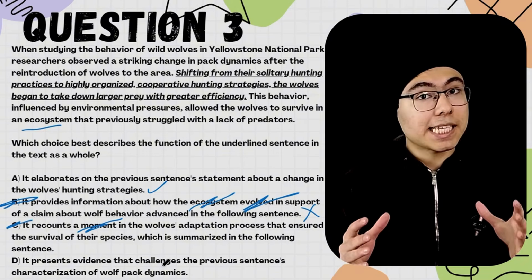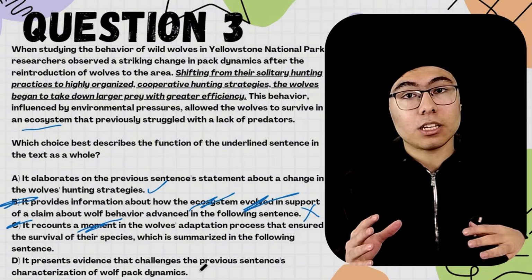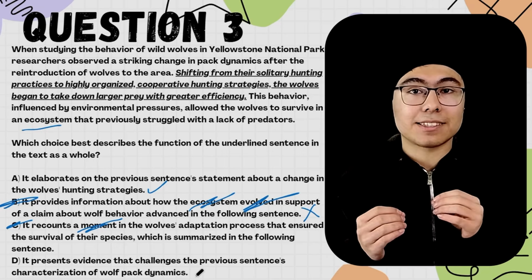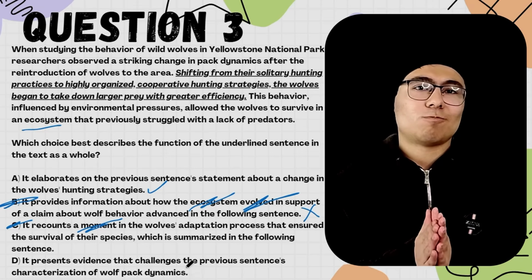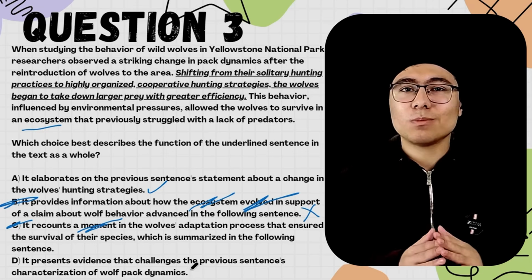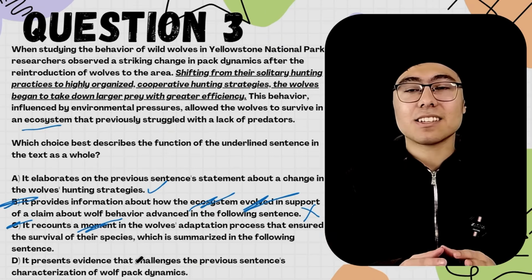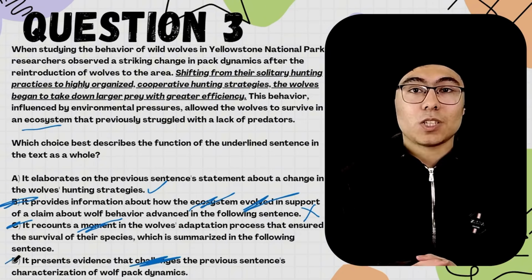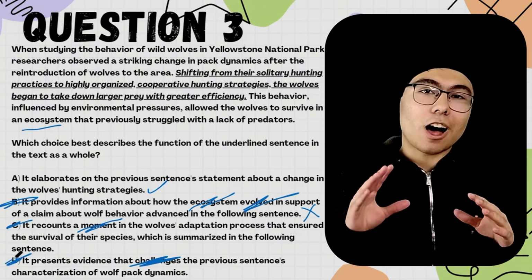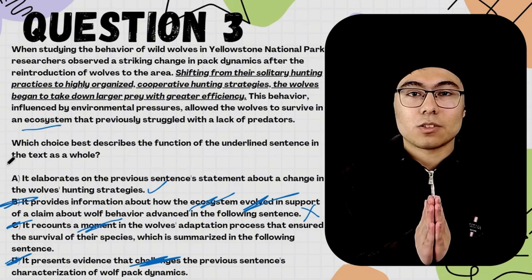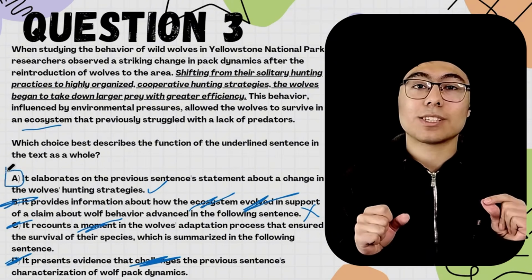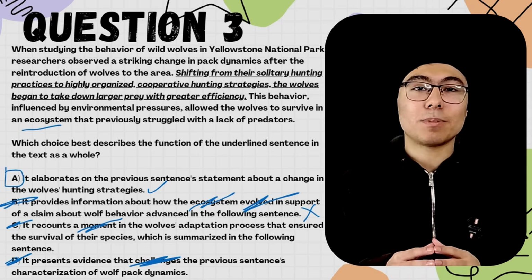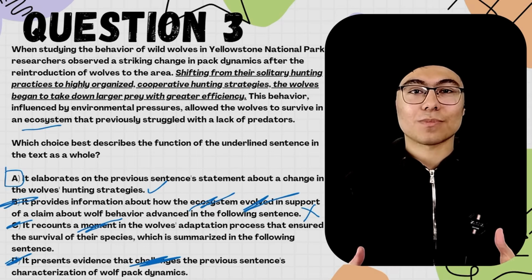Choice D, it presents evidence that challenges the previous sentence characterization of wolf pack dynamics. What? There is no contradiction. The sentence is supporting the first one, not challenging it. So the final step is locking in the answer. So the final correct answer choice is choice A. That's it. That's how you dominate this type of SAT question.